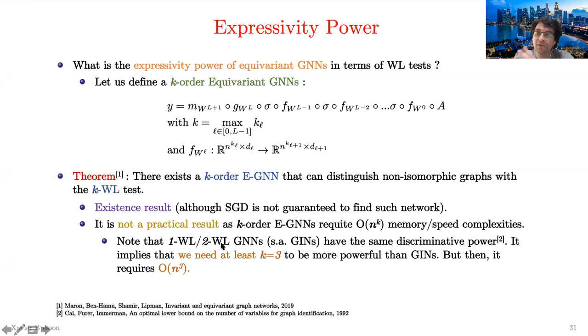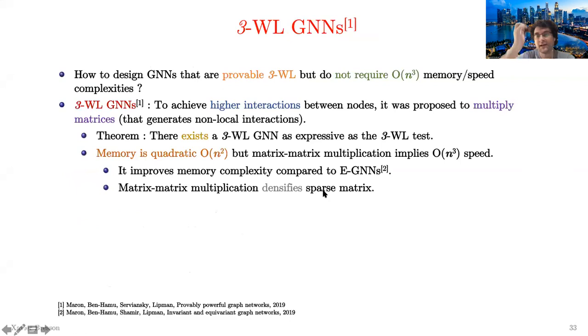Now, if we want to beat this, if we want to do better, then it means that we need at least to go to k equal to 3. We need a 3-WL GNN. But if you put k equal to 3, it means that there will be a tensor here of size n to the power of 3. So the complexity in this case would be cubic, for the memory and also for the speed. So we have this issue that we want to reduce the cubic complexity. We want something which is 3-WL because the standard message passing GNNs are all basically able to do 2-WL, or more or less, actually theoretically it's less, but it's more or less 2-WL.